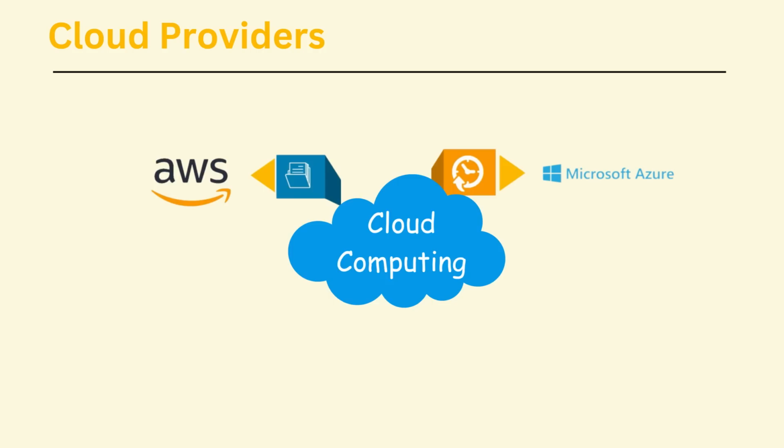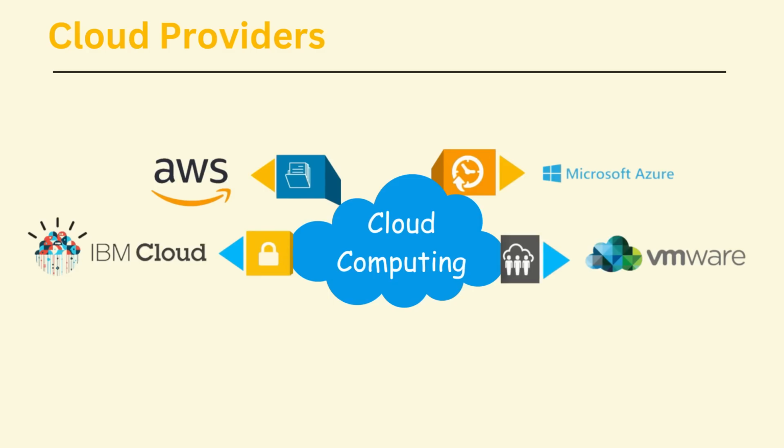IBM Cloud is a cloud computing service offered by IBM. IBM Cloud includes infrastructure as a service, software as a service, and platform as a service. Now, the difference is that it offers these through public, private, and hybrid cloud delivery models. VMware, on the other hand, is a subsidiary of Dell Technologies and provides cloud computing and platform virtualization software and services. It was the first commercially successful company to virtualize the x86 architecture.